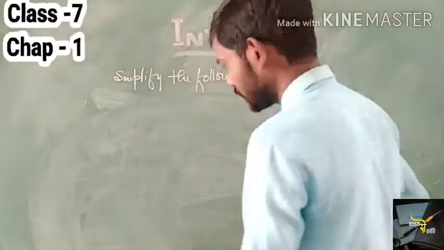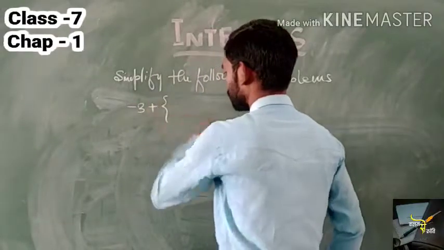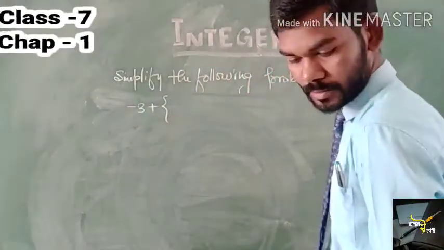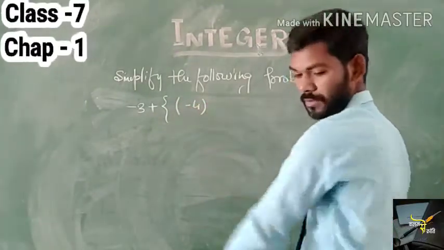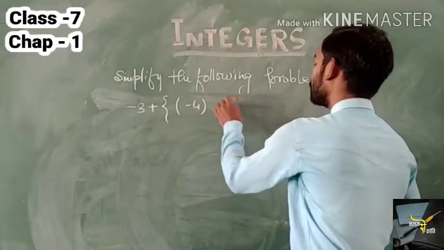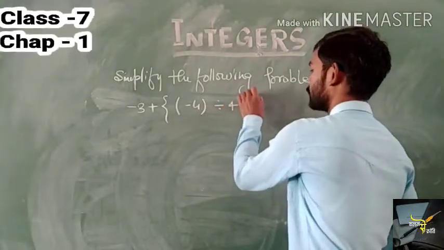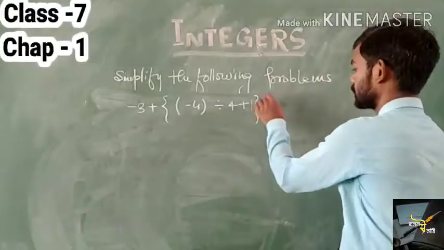The question is minus 3 plus curly bracket minus 4 divided by 4 plus 1 bracket closed plus 3.